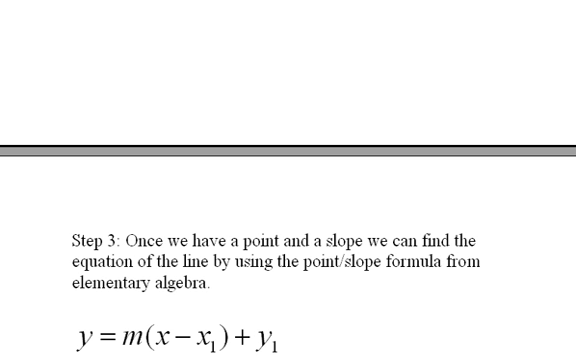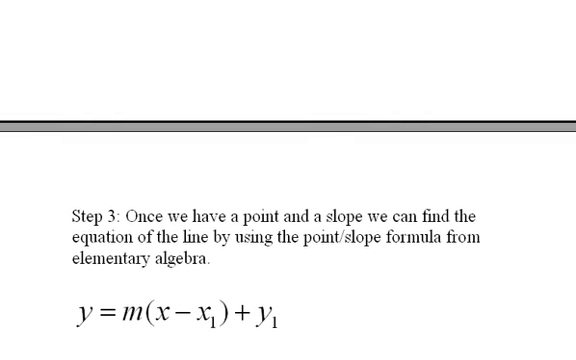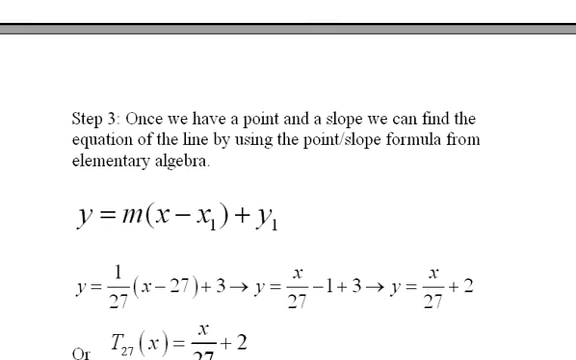Once we have a point and a slope, we can find the equation of the line, the tangent line in this case, by using the point-slope formula from elementary algebra, y equals m times x minus x1 plus y1, where m we know, and x1 and y1 we know from our point. And when we do this, here's what happens.